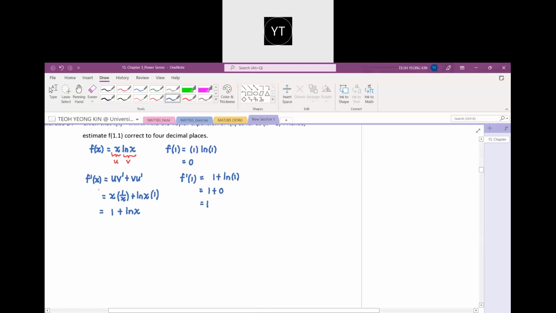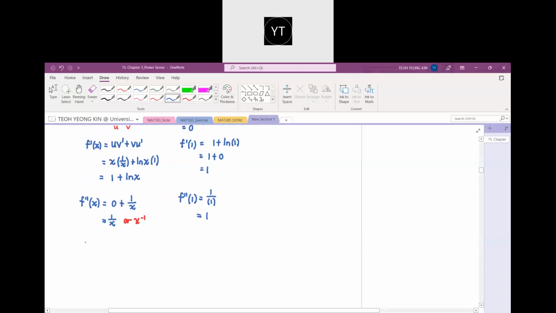Differentiate again. So this is power of 1, power of 2. Differentiate the second times. So differentiate yang ni, differentiate 1 is 0, plus differentiate ln x is 1 over x. So this is 1 over x, or this is x power of negative 1. So I substitute f double prime 1. So this is 1 over 1. This is 1. The third derivative, f triple prime x.